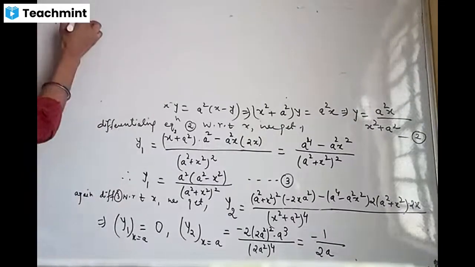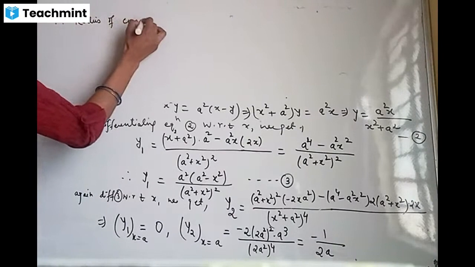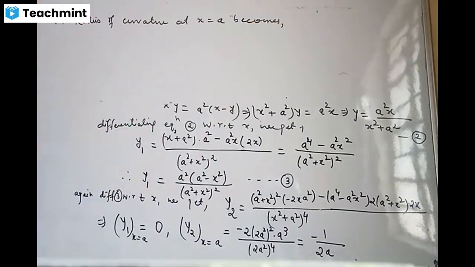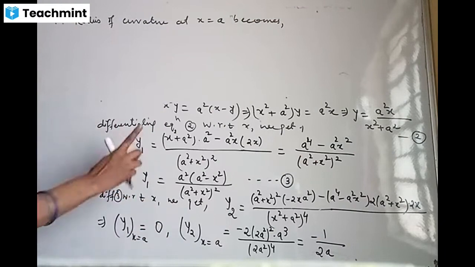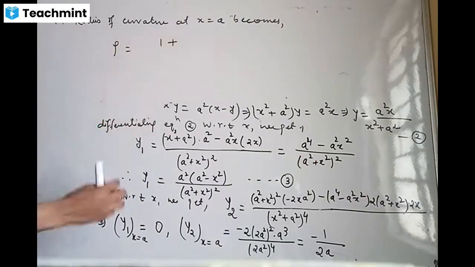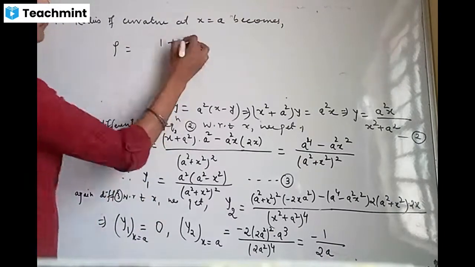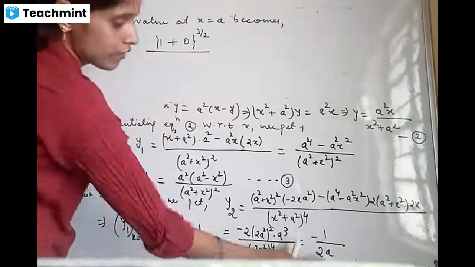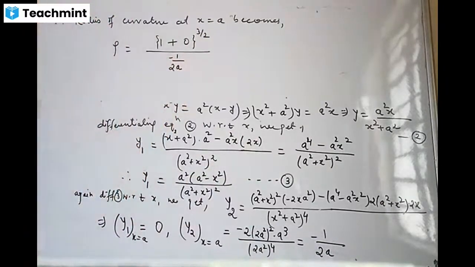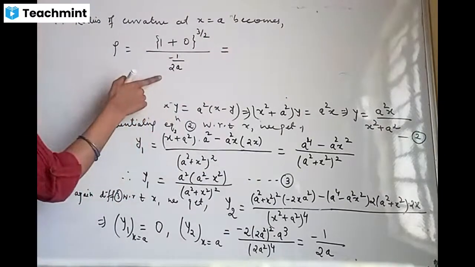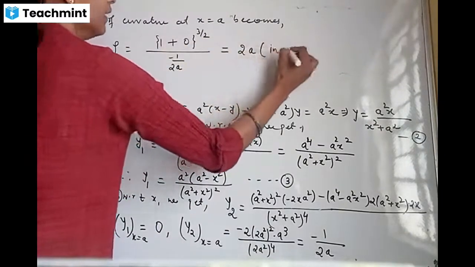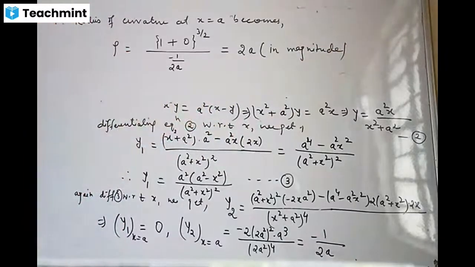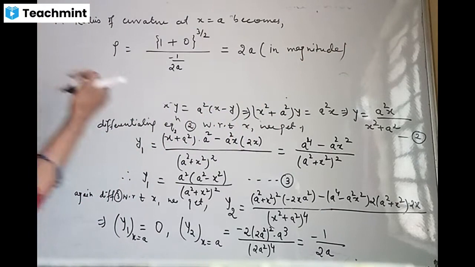Now therefore, the radius of curvature at x equal to a becomes, how will it become, tell me? We are going to put all these values in equation number 1. So we have rho equal to (1 plus y1 squared), y1 at x equals a is 0, whole to the power 3 by 2 divided by y2. So y2 will become minus 1 by 2a. After simplifying this value, what do we have? We have 2a. Why this 2a? In magnitude. We are taking only the positive sign as your radius of curvature because we are giving some distance here. Okay, so this one is the answer.